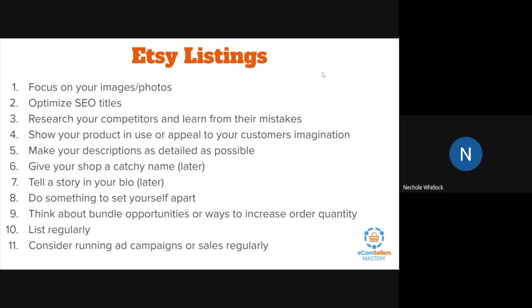The next one, number 2, is optimize your SEO titles. SEO titles is a word that for some people is just, what in the world is that? So I'm just going to tell you it's called search engine optimization. That's what it means. But I'm going to give you something different to think about. Your title should indicate what it is and what it's used for, or what it is and what it will do for the person, or how they will use it.